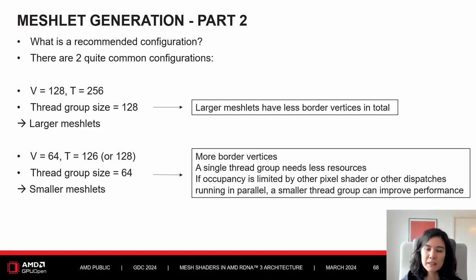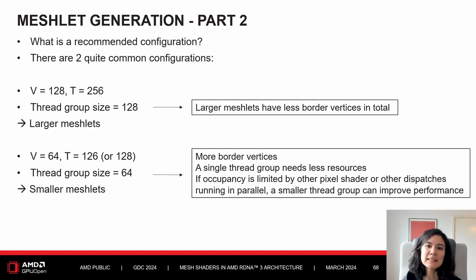So the difference between these two recommendations is really that one suggests larger meshlets, while the other one suggests smaller meshlets. Larger meshlets might have the advantage that they have fewer border vertices in total, so you might need to do less work. And in our experiments, this proved to be a very good balance. The other configuration might have more border vertices, and this means that you have to do more work.